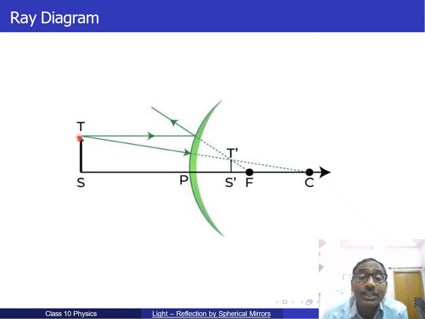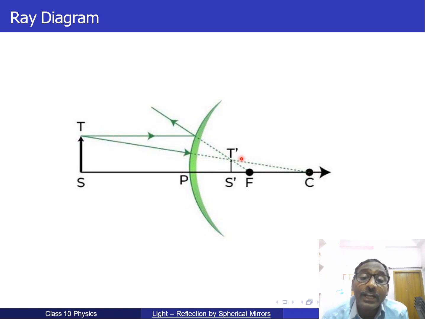Another ray I am considering is the ray that appears to go through the center of curvature. After reflection, it will retrace the same path, because this is the normal. The ray which is passing through the center of curvature is normal, so it will reflect in the same path.